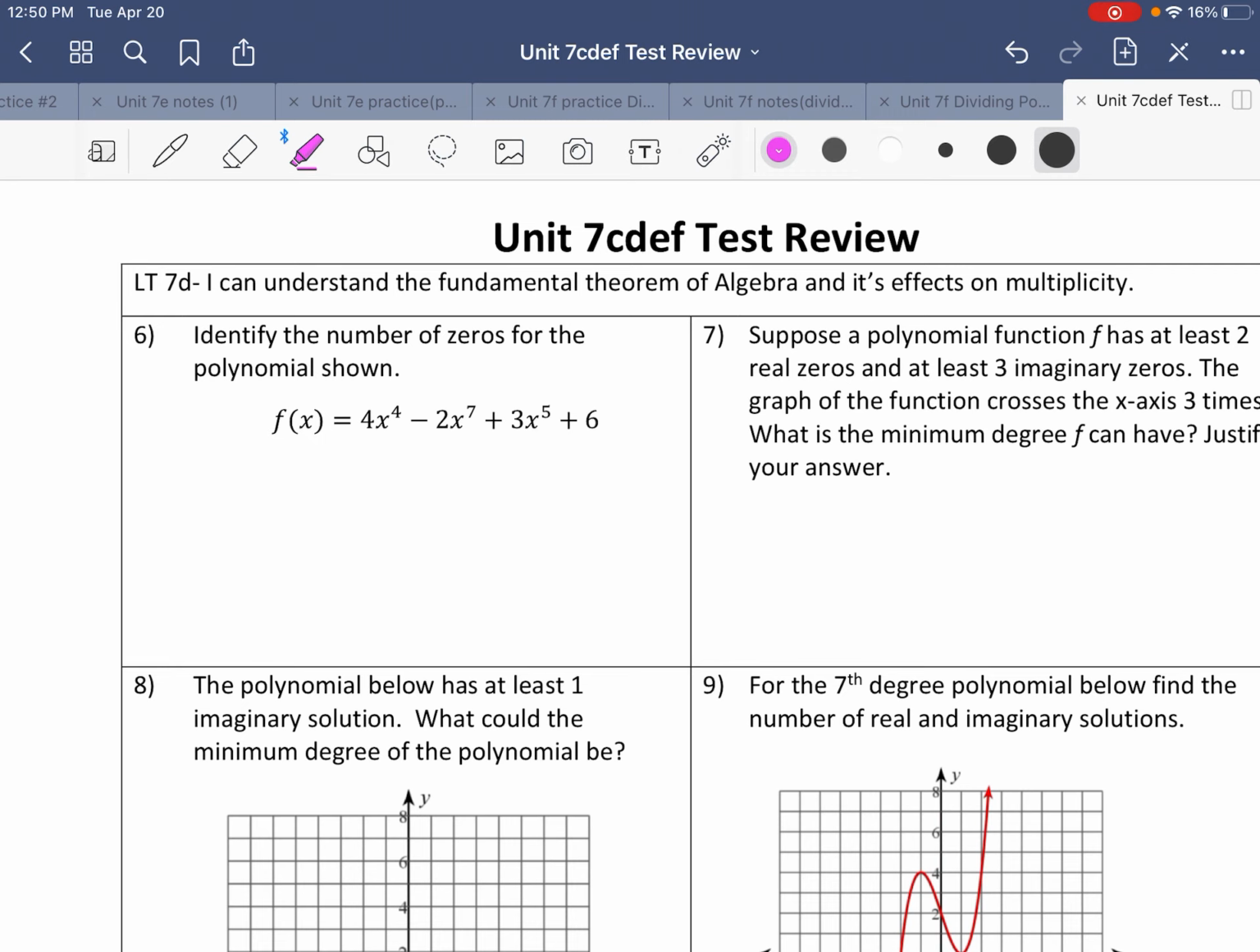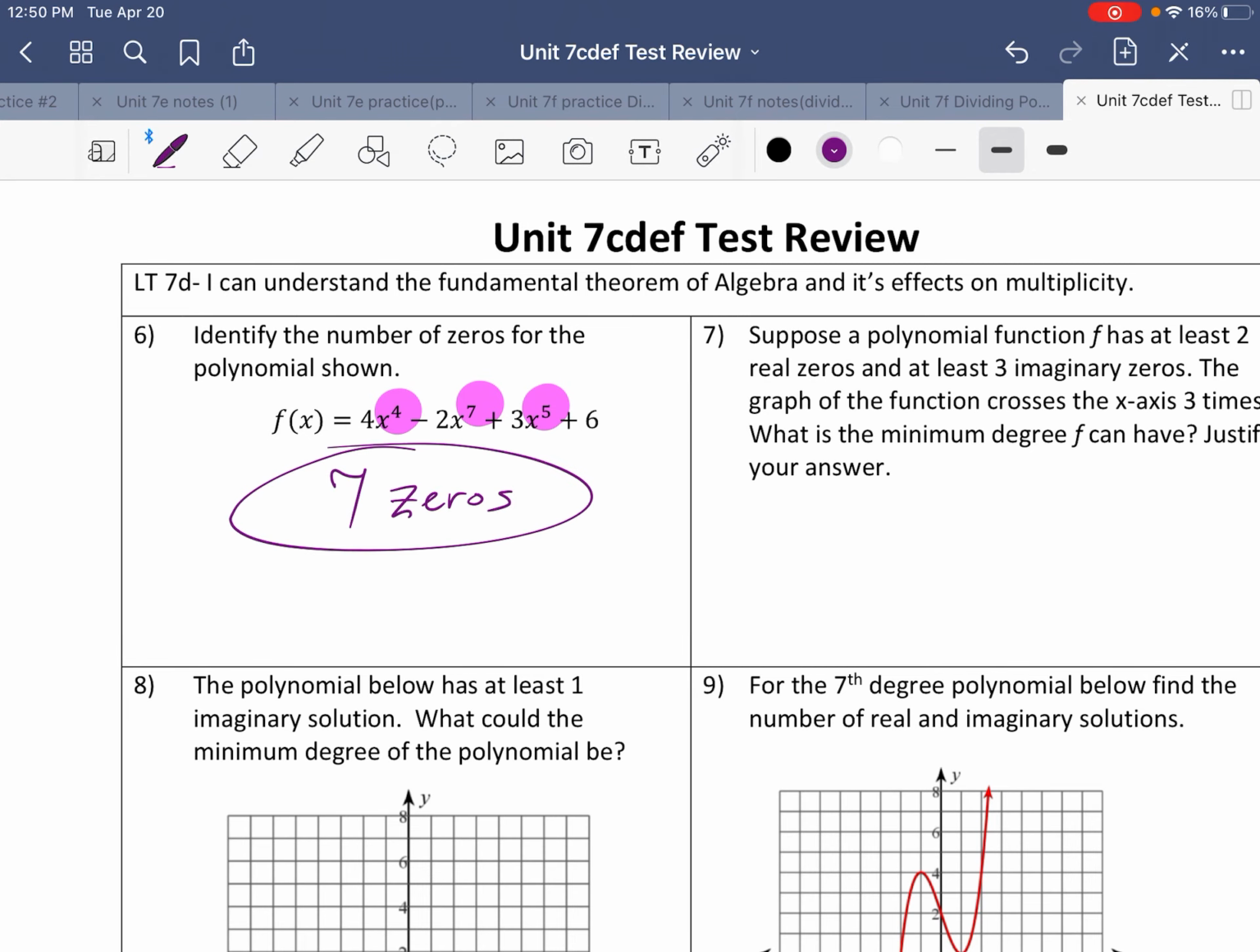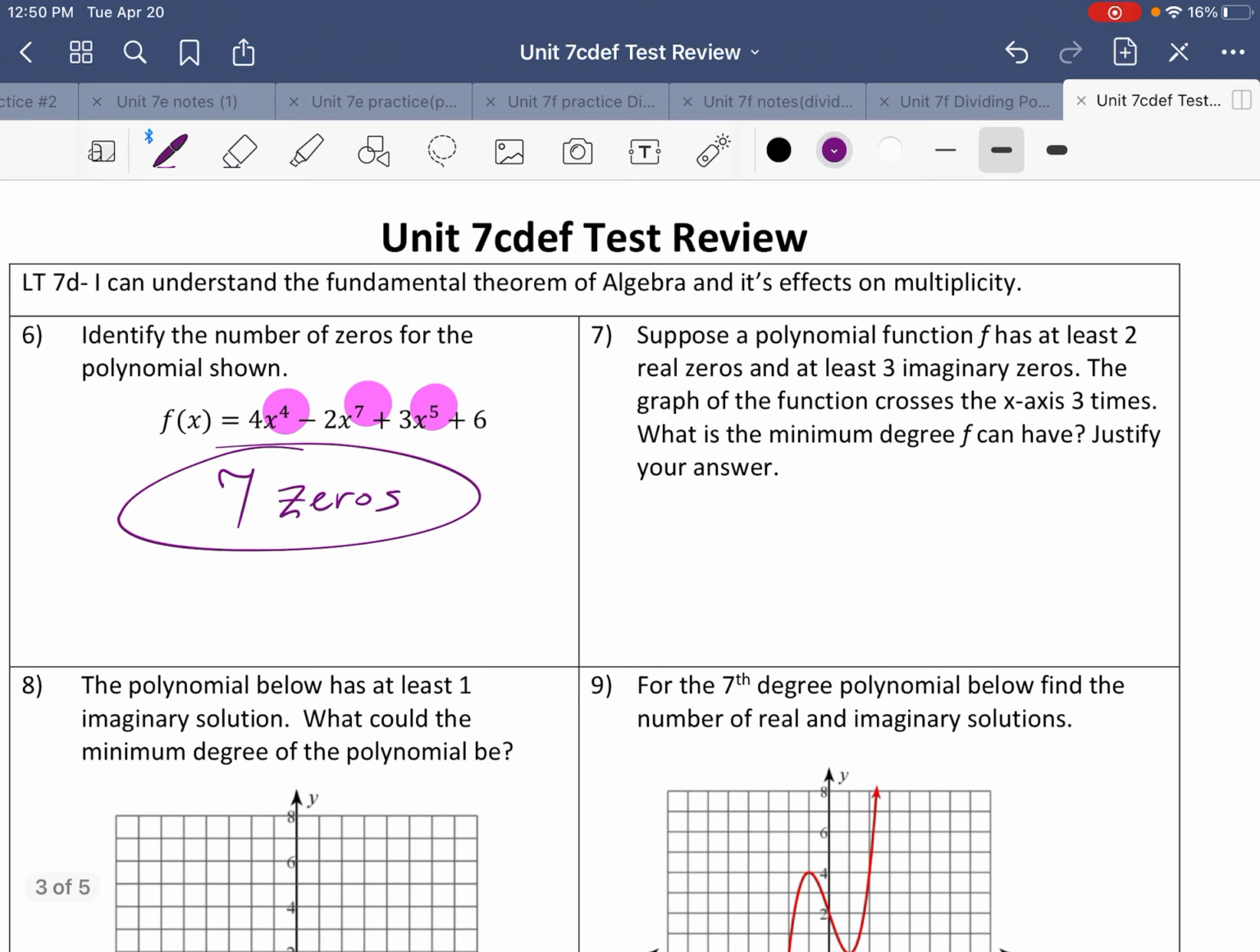7D, identify the number of zeros. Biggest exponent, looking through. And so there'll be 7 zeros. That's the biggest exponent. Suppose a polynomial function f has at least 2 real zeros and at least 3 imaginary. The graph of the function crosses the x-axis 3 times. So 1, 2, 3. It has at least 2 real and at least 3 imaginary. So if it crosses 3 times, it has to have 3 real. At least, that's the smallest amount.